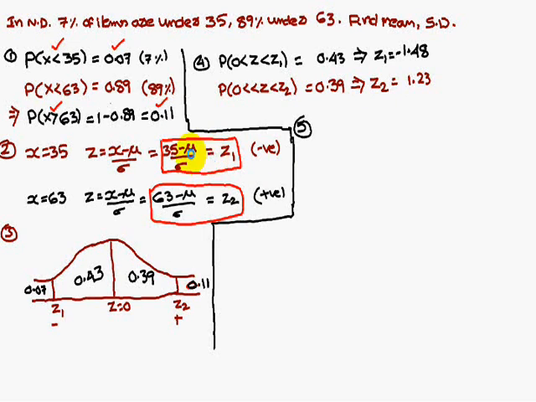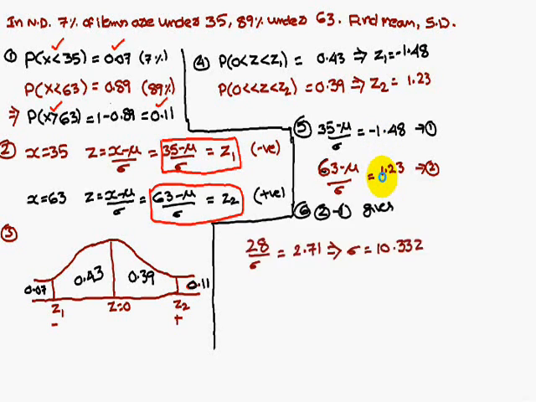So in the second point, you come across (35 − μ)/σ = z1. Similarly, (63 − μ)/σ = z2. Now we substitute the z1, z2 values. Already we got the z1, z2 values. If you substitute, you are going to get −1.48. Similarly, here you are going to get 1.23.